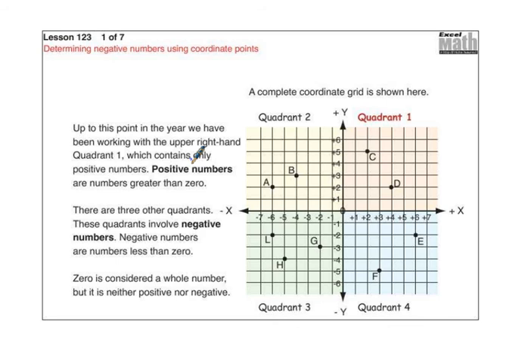Mr. Excel, 5th grade, lesson 123, determining negative numbers using coordinate points. We're going to be looking at the 4-quadrant graph, the 4-quadrant grid, right now.